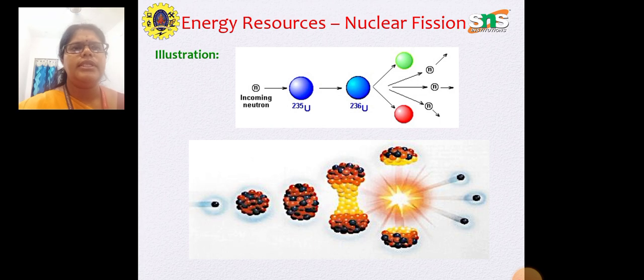So it is illustrated in this figure, that is the incoming neutron. It goes and bombards the uranium 235 to give uranium 236, which again splits up into two different nuclei, releasing 3 neutrons. So that's explained pictorially.